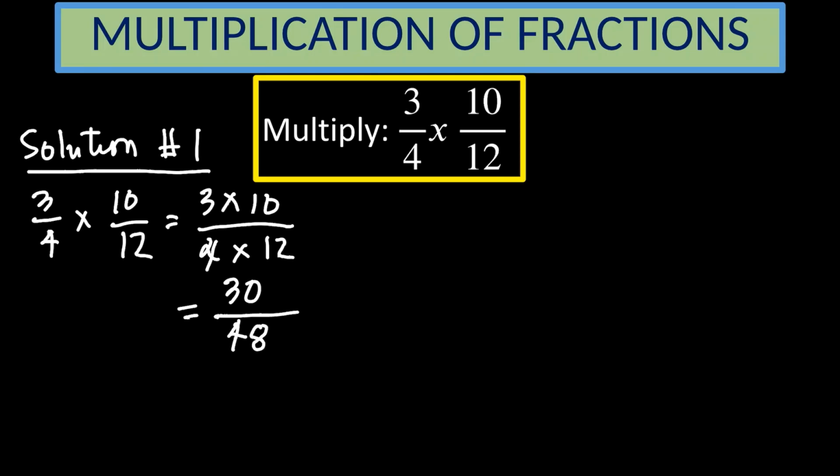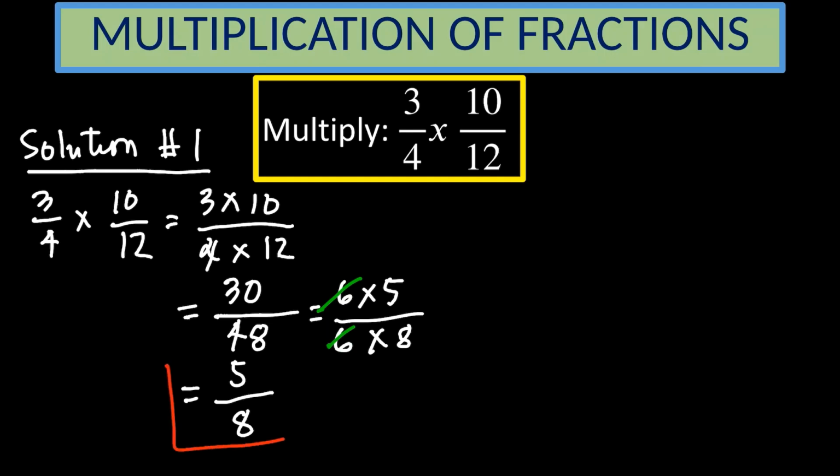Now, is there a common factor between 30 and 48? Yes, there is. The factors of 30 are 6 and 5. What about for 48? For 48, we have 6 times 8. And so if we take out the common factor, which is 6, what is left in the numerator is 5, in the denominator is 8. Therefore, our answer is 5 over 8.